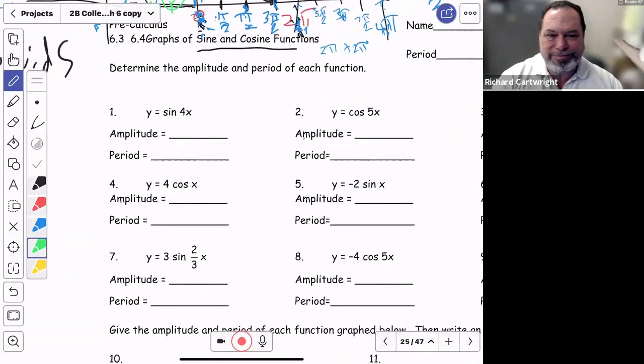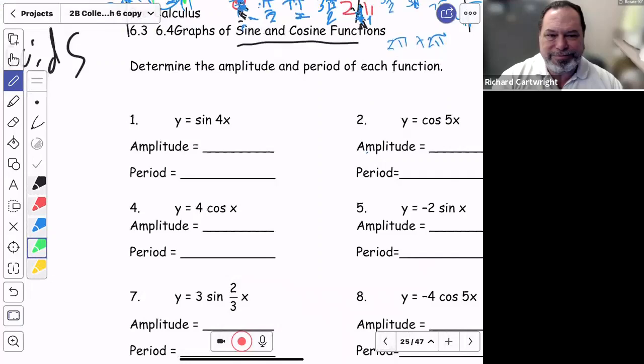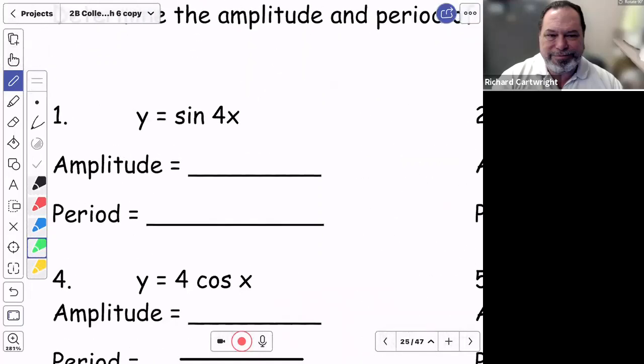Why is this problem different? It's different because the A is still a 1. That means your amplitude is the absolute value of 1, which is 1. It doesn't matter if it was negative; it's still the same amplitude. It doesn't matter if it goes up or down. Now, there's a B number here. My B is a 4. That's my frequency.